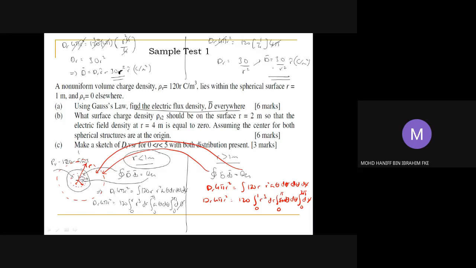So you can see the difference between the two. This is for r less than 1, and this is for r bigger than 1. That should be the difference between the two. Okay, any question for this example?